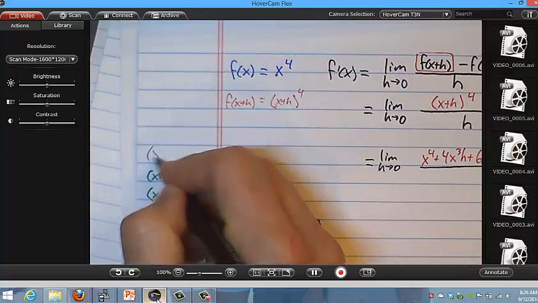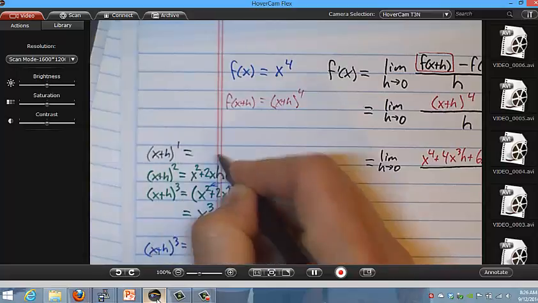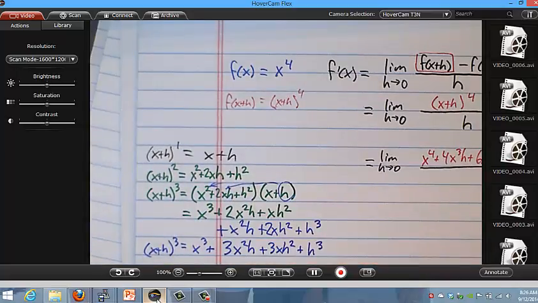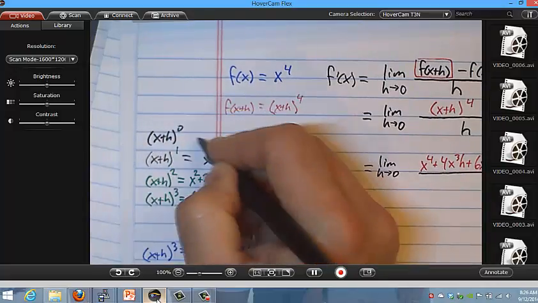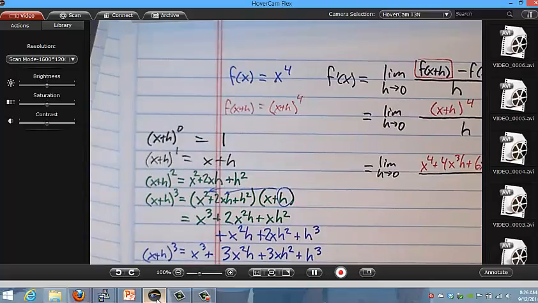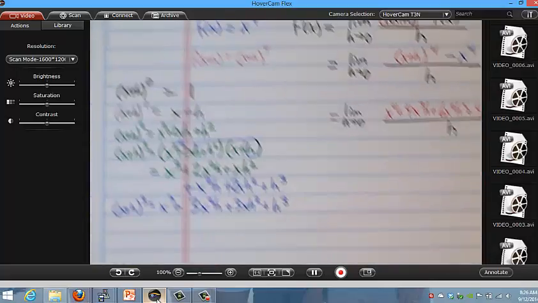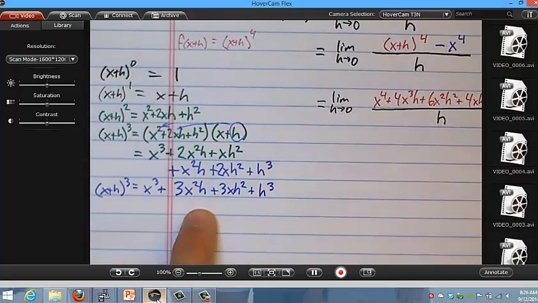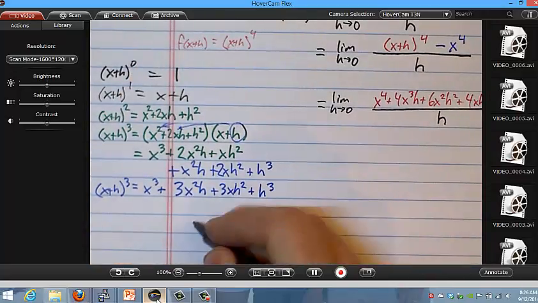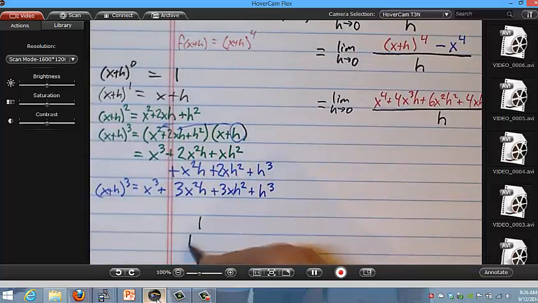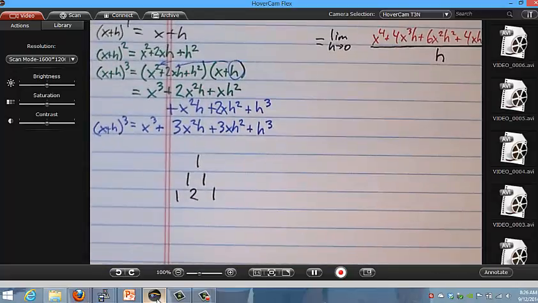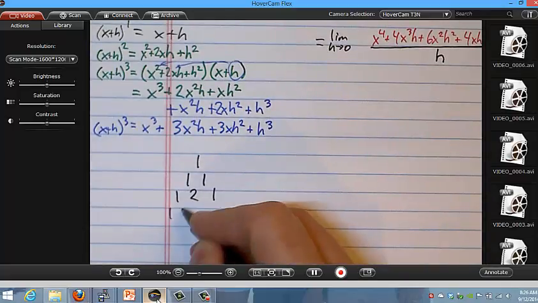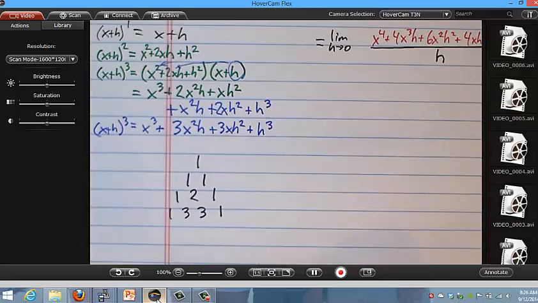By the way, you could also do x plus h to the first power. That's x plus h. What's x plus h to the 0 power? 1. Okay, that's 1. And now, if you just were to look at the coefficients, at the top of this I have a 1. And then I have x plus h, I have 1, 1. And when I have x plus h squared, I have 1, 2, 1. And when I have x plus h cubed, I have 1, 3, 3, 1. You've seen this before, right? What is this called?